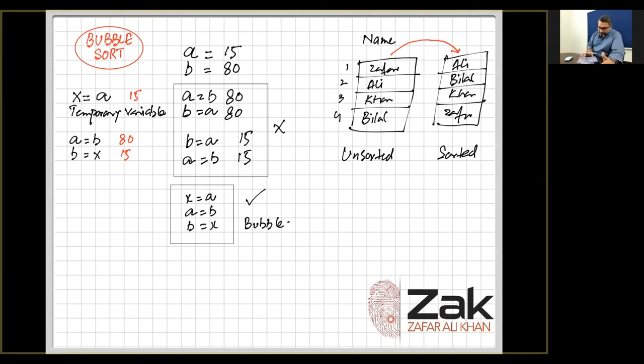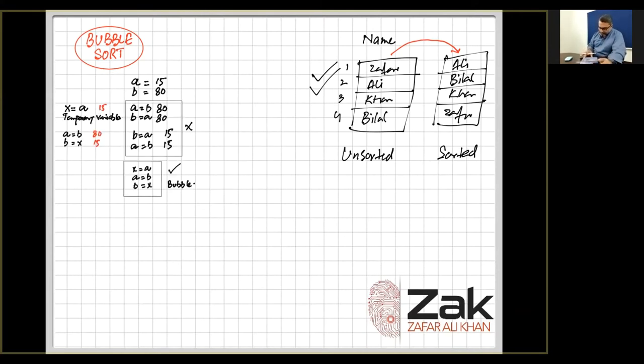Now let's see how we exchange two different element values in an array. Obviously we are also going to use the same technique. So let's say I want to exchange this Zafar with Ali.